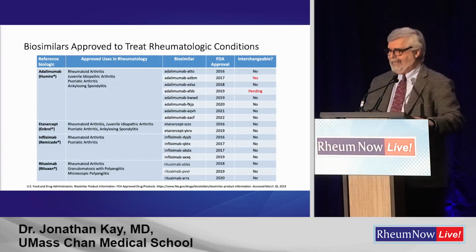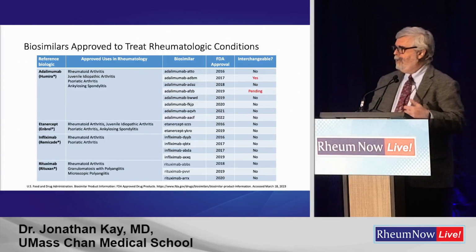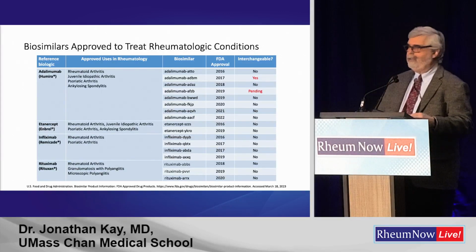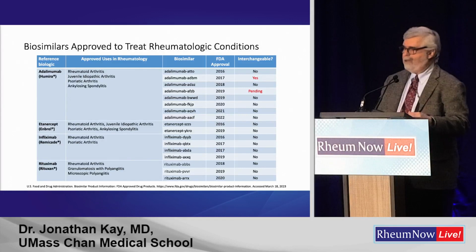There are 2 etanercept biosimilars, but neither of these have been marketed, and neither of these will be marketed until 2028, because Amgen was able to get an extension of its patent exclusivity in 2011 because they found a patent that hadn't yet been filed, and that gave them an additional 17 years of patent exclusivity.